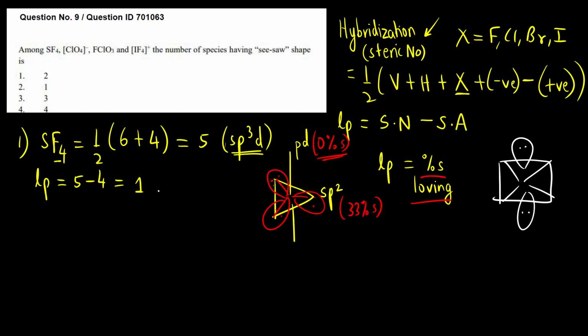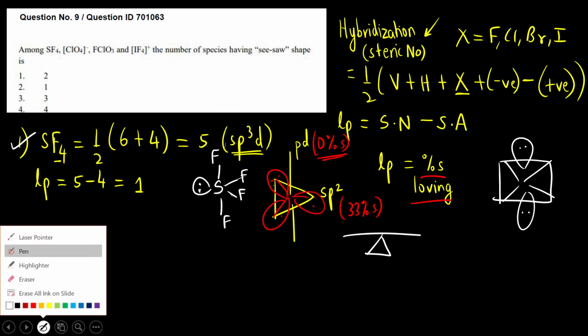Okay, so steric number 5 and 1 lone pair. So what will be the structure of SF4? S, 1 lone pair at the trigonal part, and then there are 4 fluorine atoms like this. What is the seesaw? Seesaw is like this, right? This is the seesaw shape. So this looks like a seesaw. So SF4 has a seesaw shape, so this is one of the correct answers.